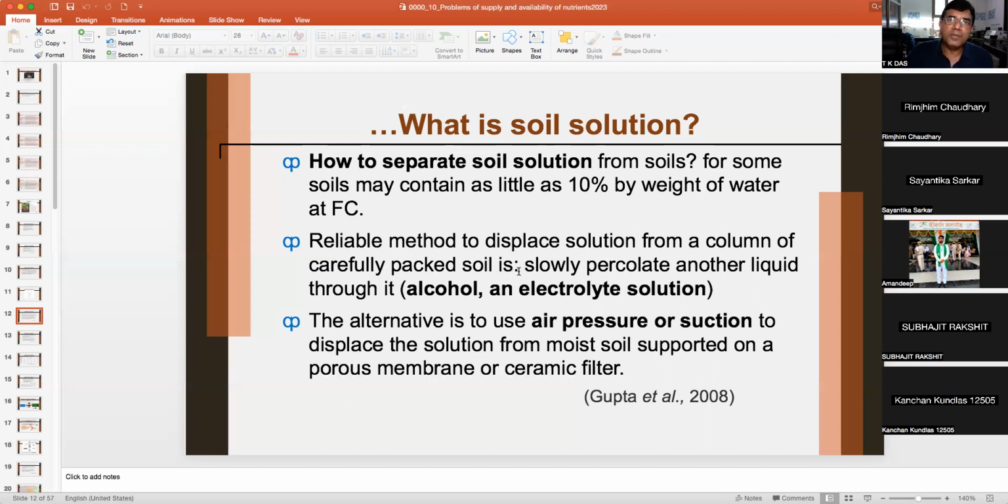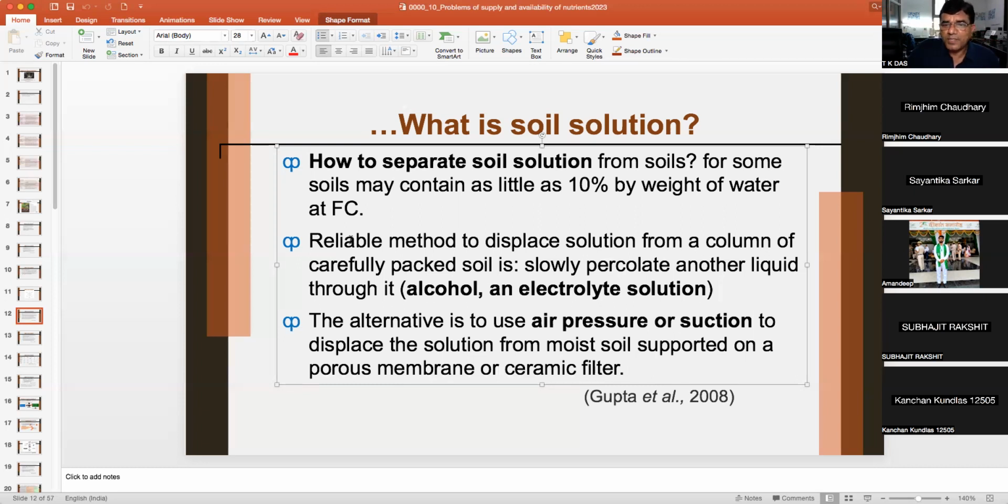So what can be done? It can be estimated in the laboratory. You can take a column of undisturbed soil; sampling techniques are available. Take it to the lab, and then you can percolate it with some liquid, alcohol or an electrolyte solution. You put the alcohol or electrolyte solution on top of the soil column so that the soil solution can be extracted down. Actually, it is a kind of leaching you are doing at the experimental stage, and then you can collect the solution in beakers.